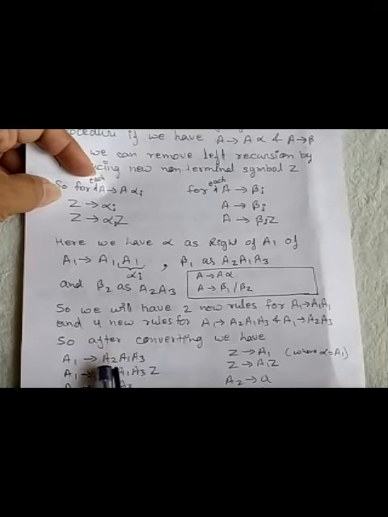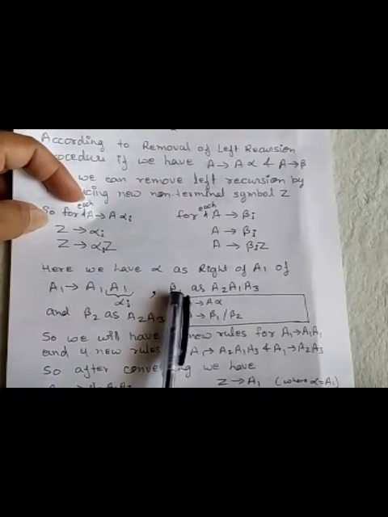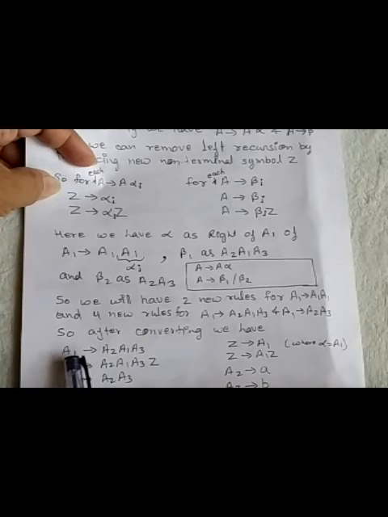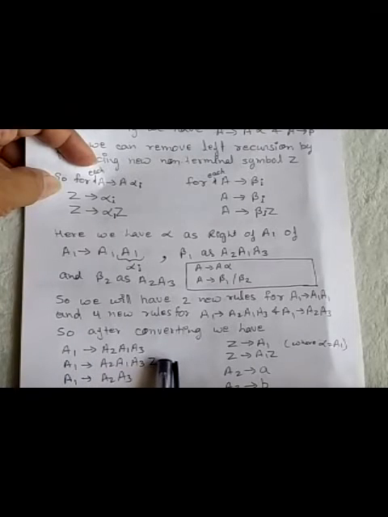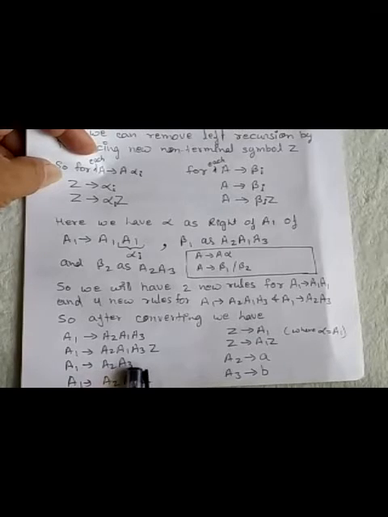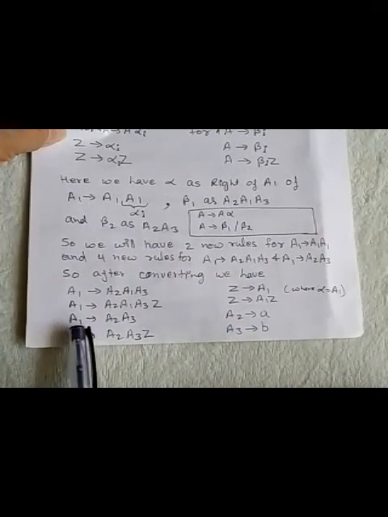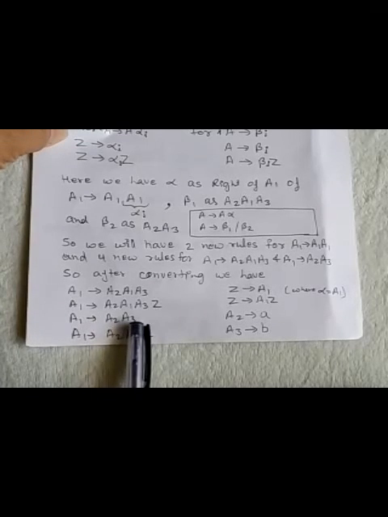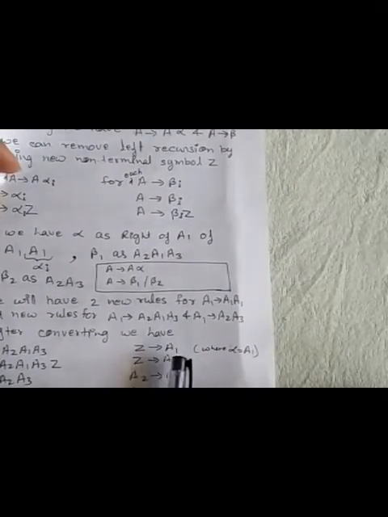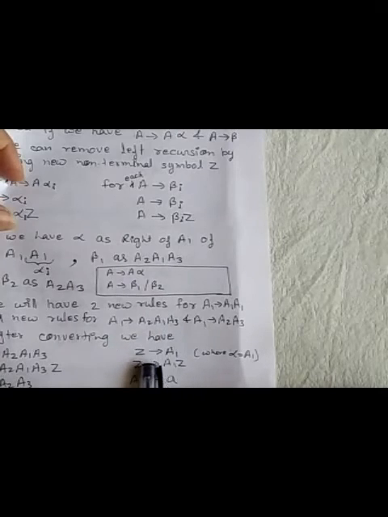This is the rule for A tends to beta. We have beta 1 here. This is beta 1. So these two rules are for A tends to beta I. Here we have A1 tends to this and A1 tends to this Z. Again beta 2 we have A2 A3. So these rules will be A1 tends to this beta and A1 tends to beta Z, right? For left recursive rules, we have these two rules.